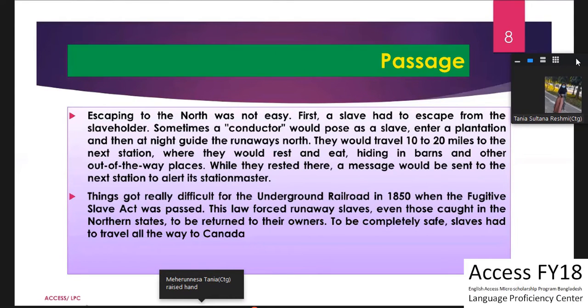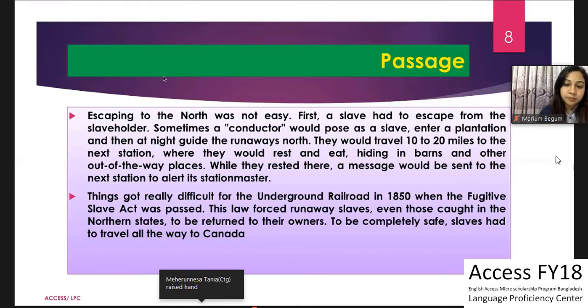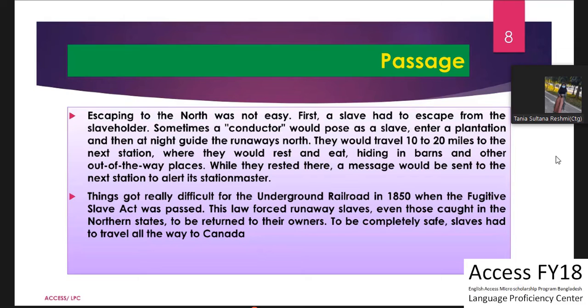Escaping to the north was not easy. First, a slave had to escape from the slaveholder. Sometimes a conductor would pose as a slave, enter a plantation, and then at night guide the runaways north. They would travel 10 to 20 miles to the next station, where they would rest and eat, hiding in barns and other out-of-the-way places. While they rested there, a message would be sent to the next station to alert its station master. Things got really difficult for the Underground Railroad in 1850 when the Fugitive Slave Act was passed. This law forced runaway slaves, even those caught in the northern states, to be returned to their owners. To be completely safe, slaves had to travel all the way to Canada. Thank you, ma'am.